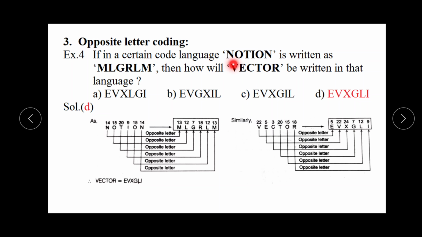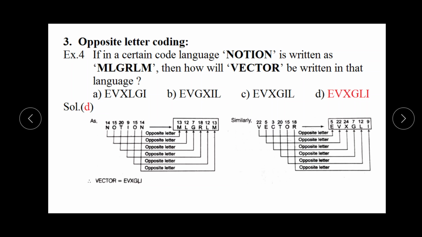If in a certain code language notion is written as MLGRLM, then how will vector be written in that language? First we will check notion and MLGRLM. Here we can clearly see the opposite letter of N is M, the opposite letter of O is L, the opposite letter of T is G, the opposite letter of I is R, the opposite of O is L, and the opposite of N is M. So these are the opposite letters.